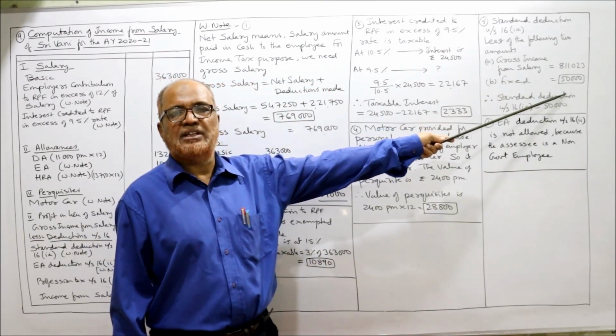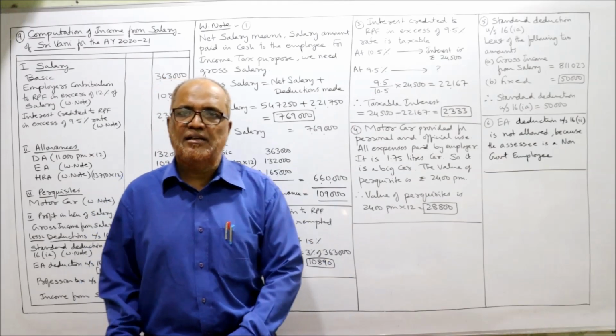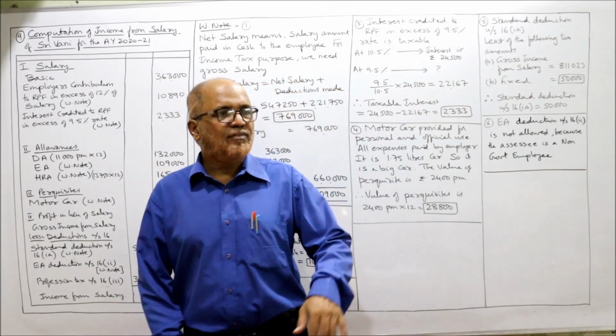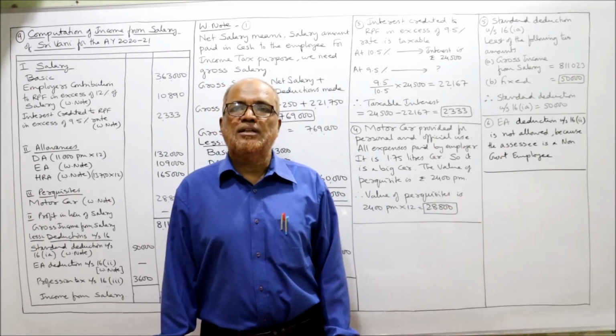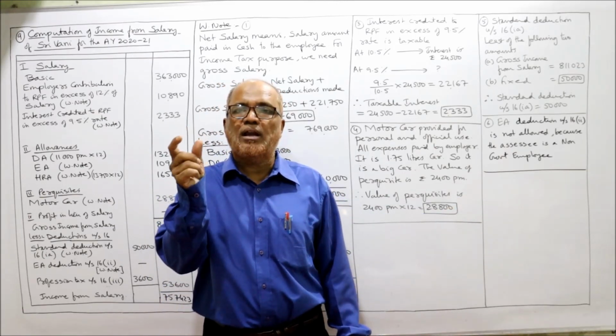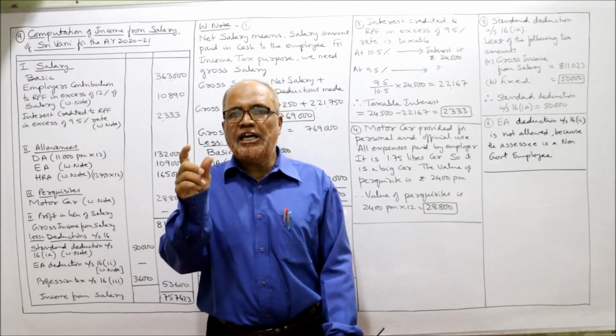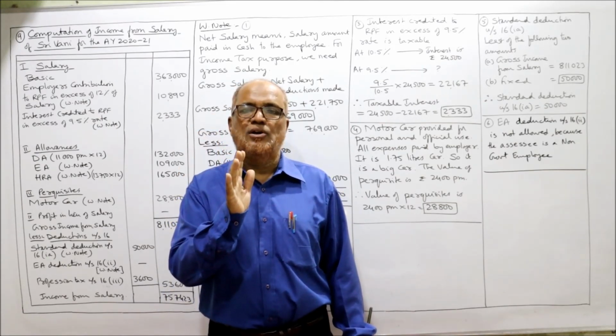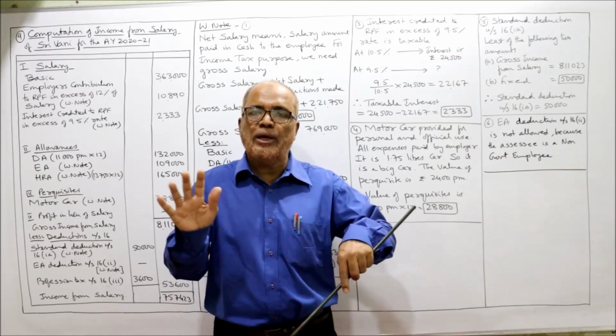8,11,023 or fixed amount 50,000, whichever is less. 50,000 is less. So 50,000 standard deduction. EA deduction will not be allowed because the assessee is a non-government employee. EA deduction will be allowed only for government employees. For non-government employees, no EA deduction.